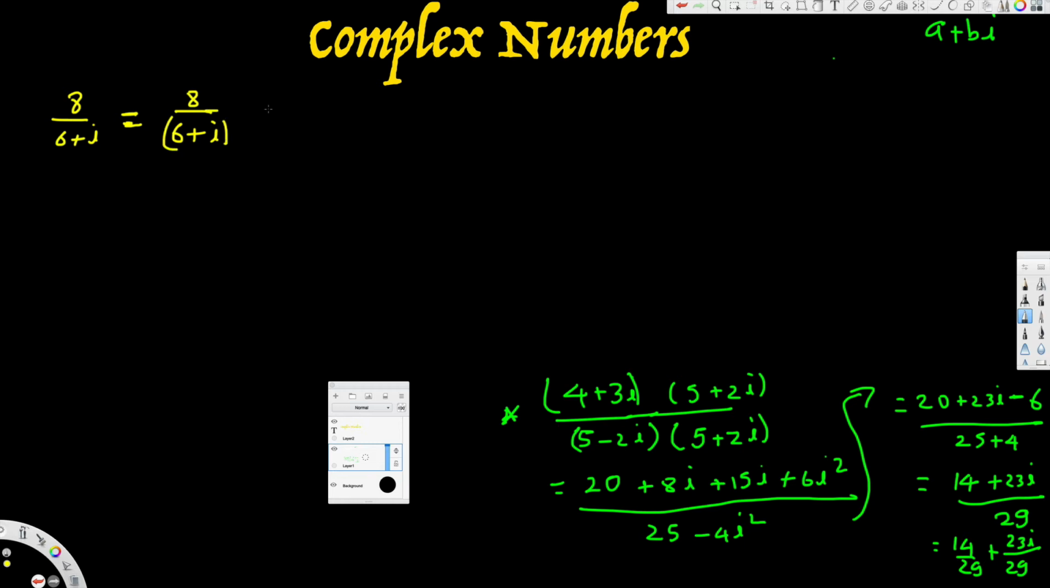So first I do it for the denominator, 6 minus 4i, and we do the same thing for the numerator, 6 minus, actually i, not 4i.